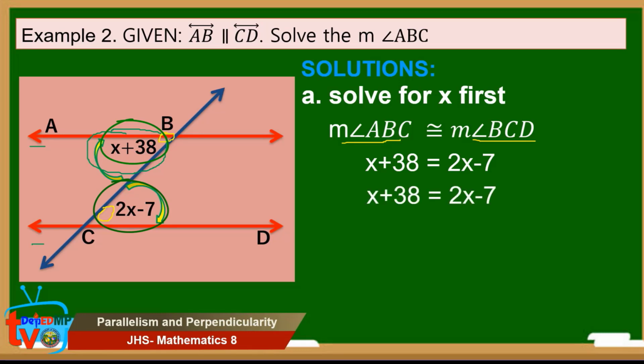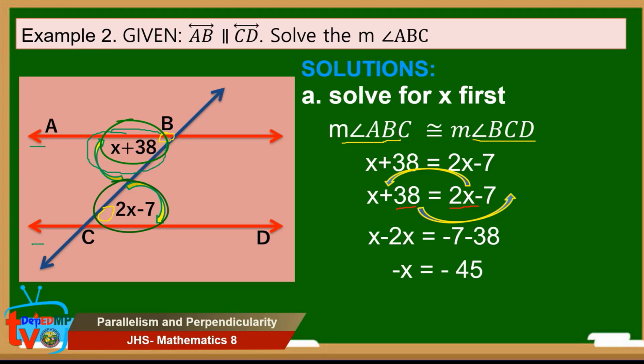We can apply the properties of equality or the shortcut, which is transposition. Transpose 38 on the right side of the equation and 2x on the left. Just don't forget to change the sign to its opposite from positive to negative or vice versa. Next, we simplify. X must be positive, so we need to divide both sides of the equation by -1. Finally, we have x is equal to 45.